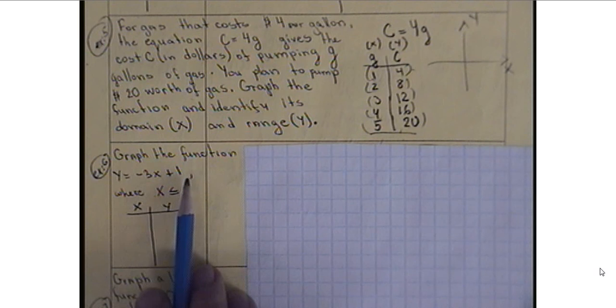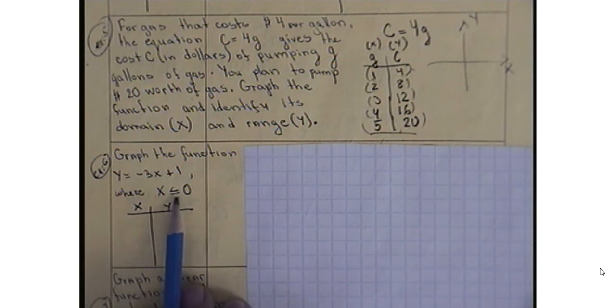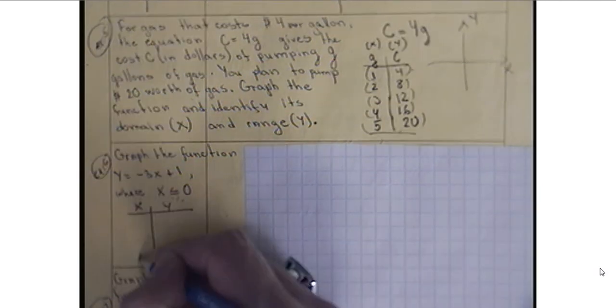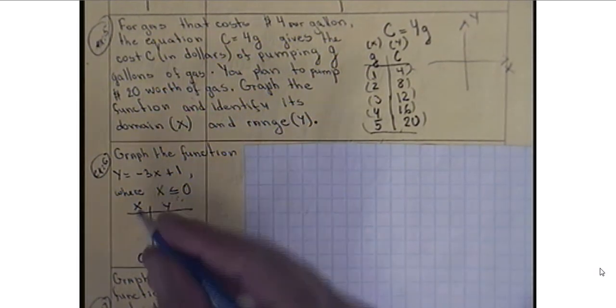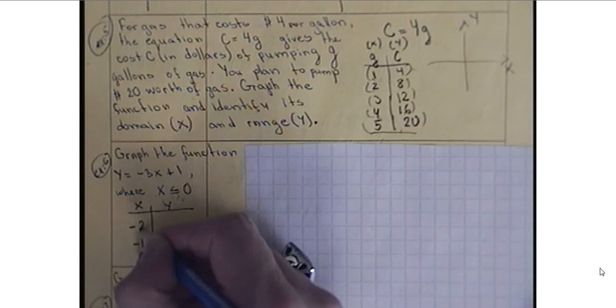Alright, so another example is: graph the function y equals negative 3x plus 1, where x is less than or equal to 0. So we're going to focus on this example here. When x has to be less than or equal to 0, it means 0 will be our largest choice or number, so we have to go less than. We know negative 1, negative 2 are numbers less than 0.